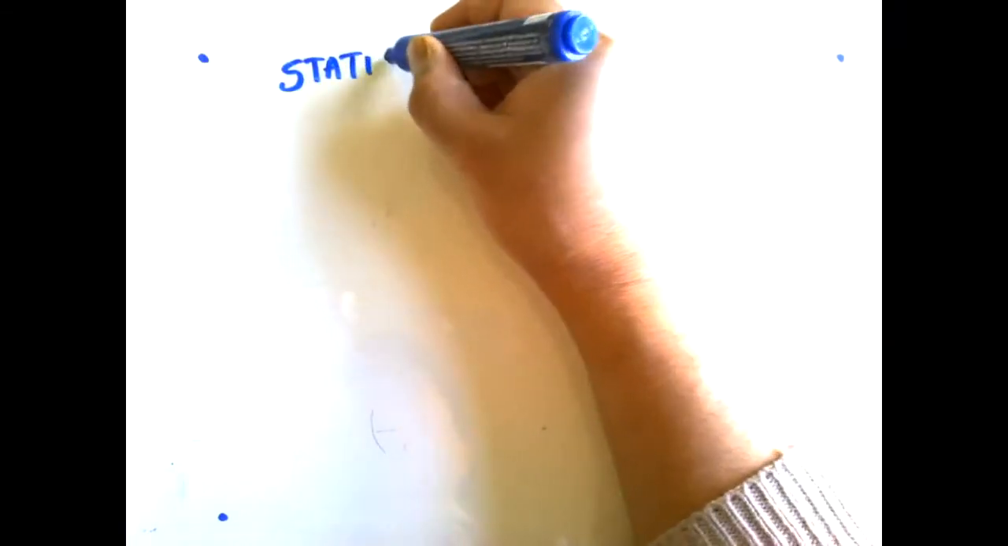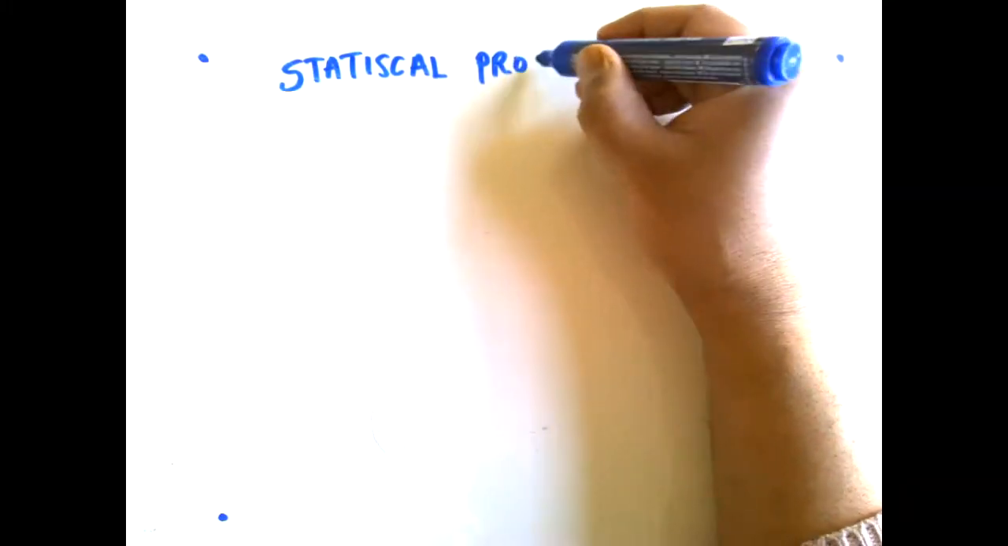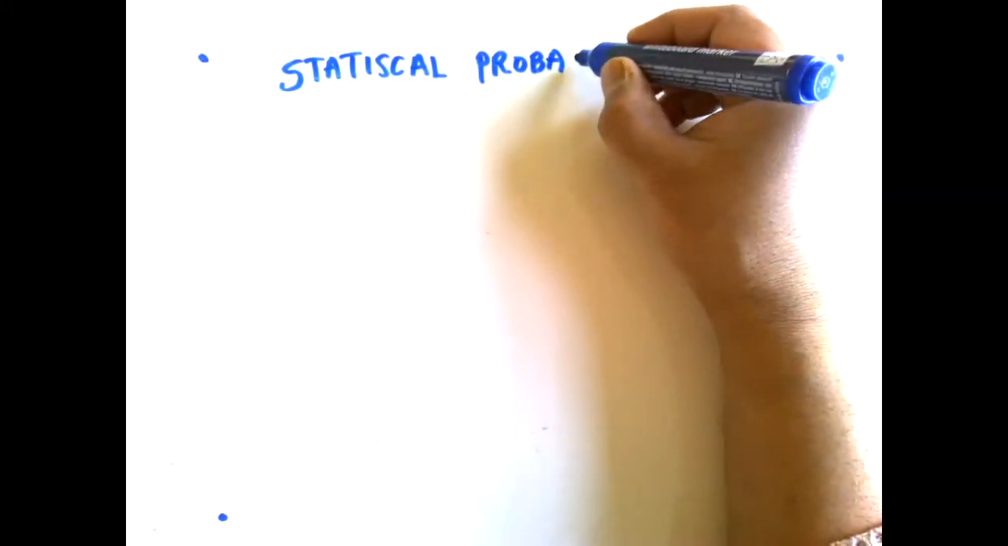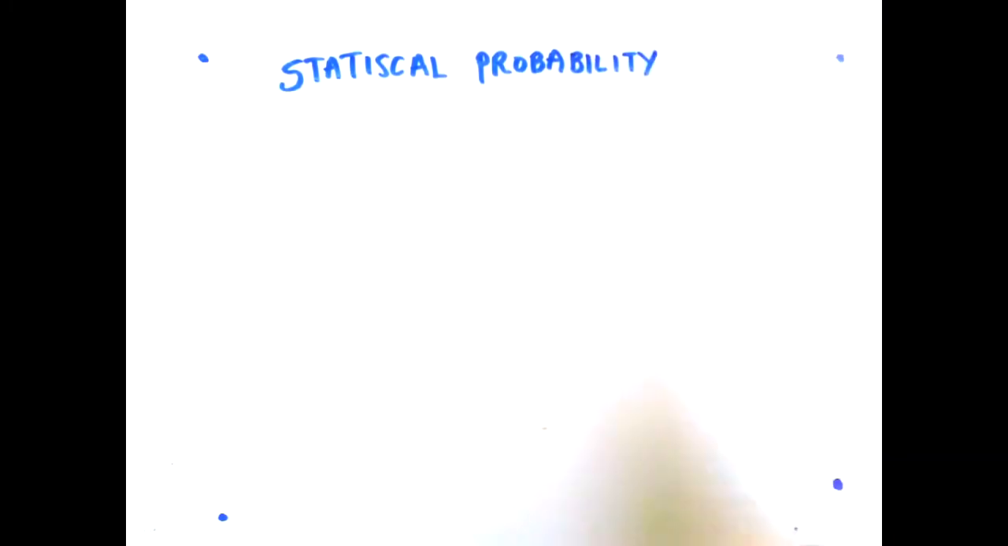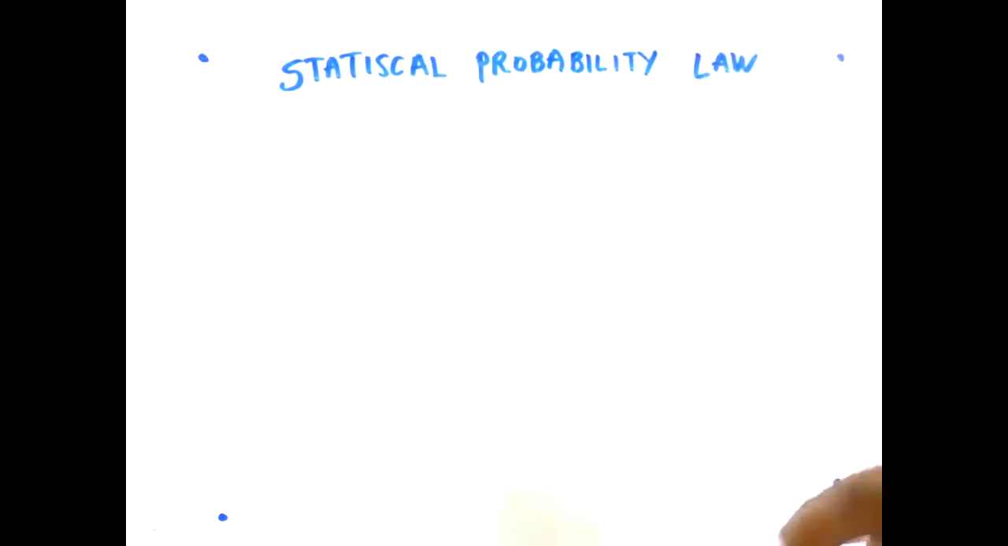Today we're going to do a recap of what we did yesterday, and that is to talk about the applications of the statistical probability law. Now, what is this law that we did an experiment with? Who can remember?